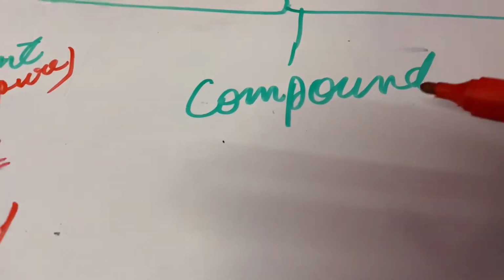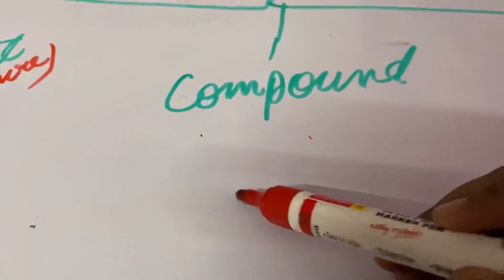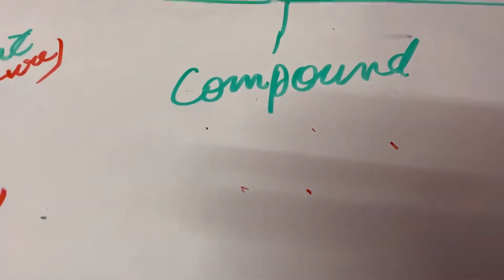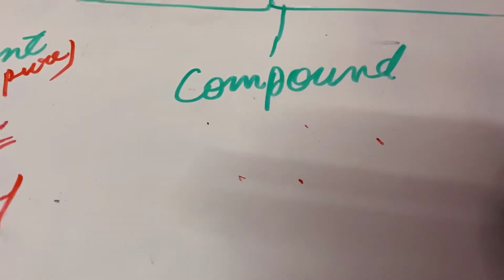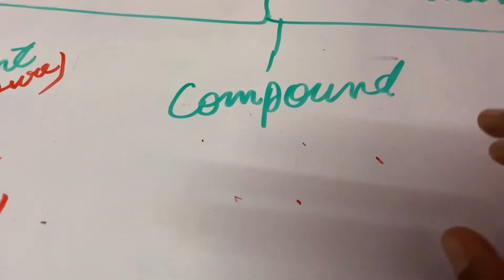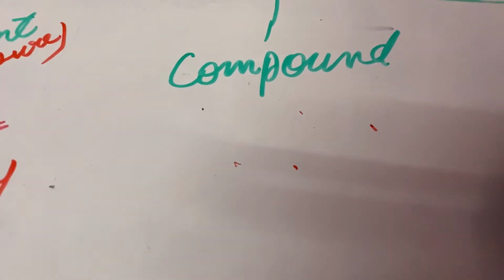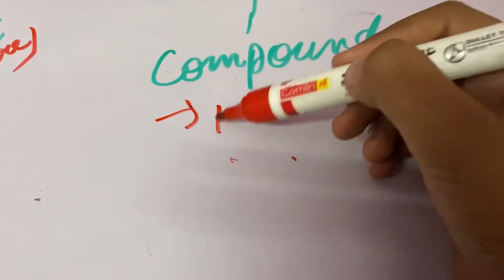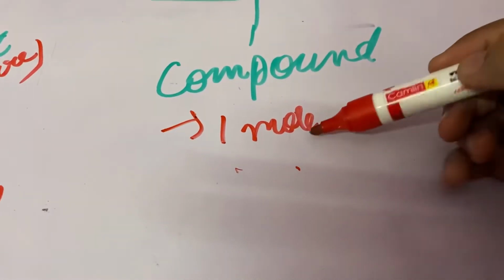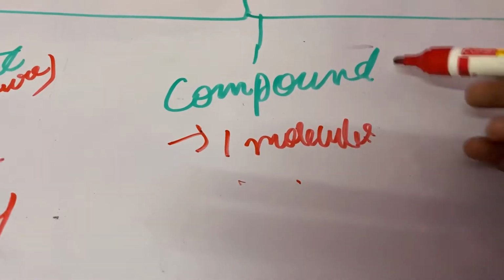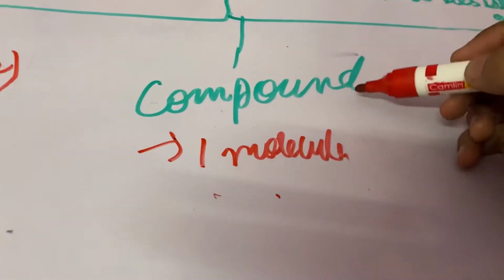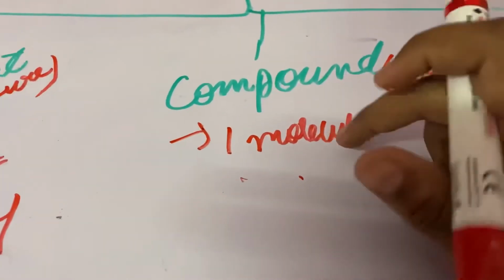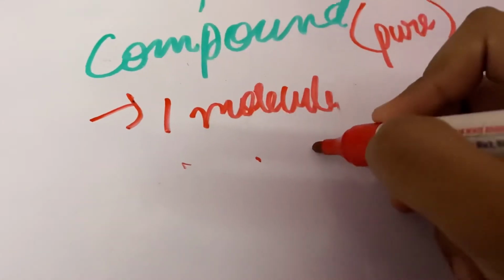So compounds are of three types, which is acids, bases, and salts, which I have already explained in my last video in great detail, as when I was in class 7, there was a detailed chapter about acids, bases, and salts. So next, a compound is made up of one molecule, and though a compound is made up of one molecule, it is still pure because there are no two objects, only one molecule of a particular thing.